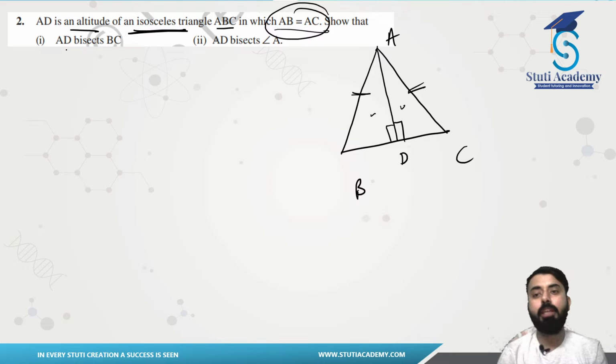And we have to prove that AD bisects BC. We have to prove these two sides must be equal. And AD bisects angle A. That means this angle A should be parted into two equal parts. So we have to prove that.